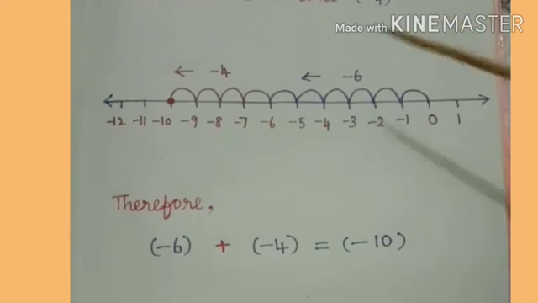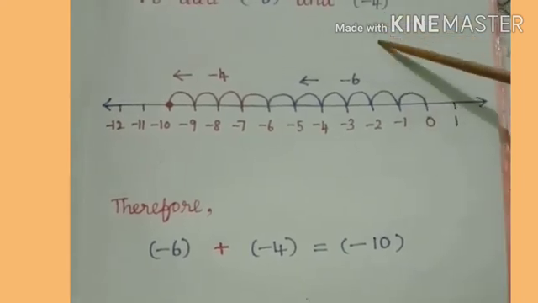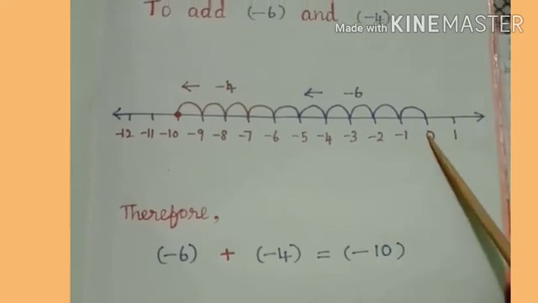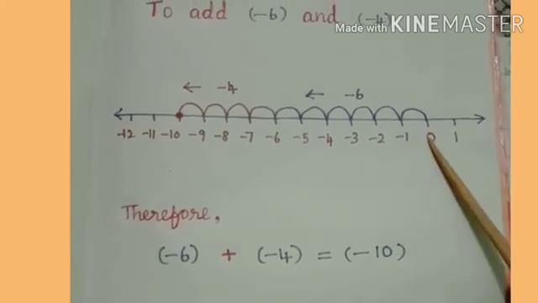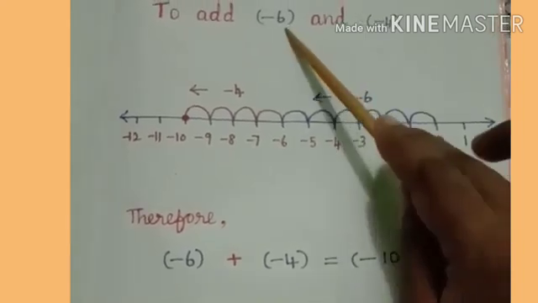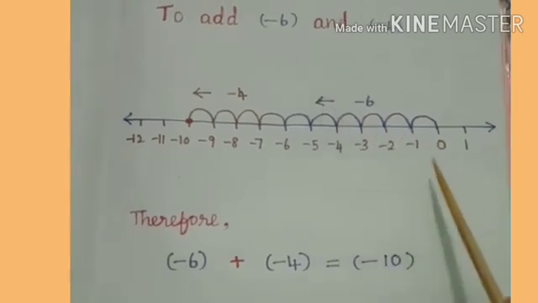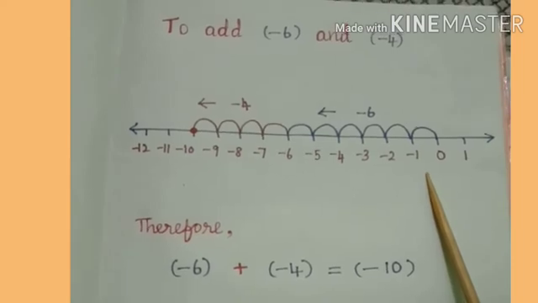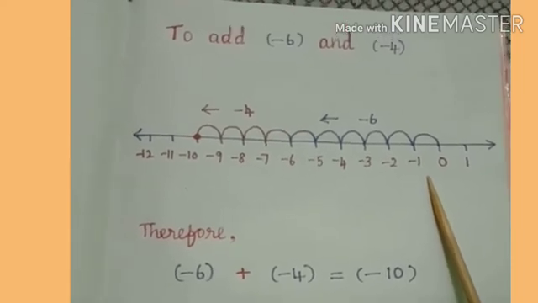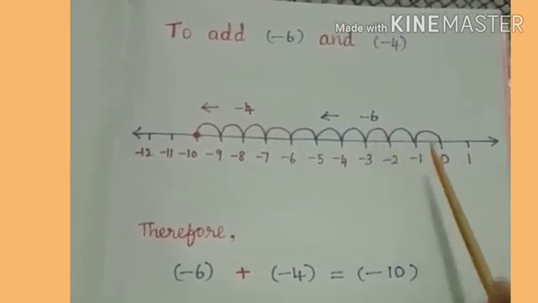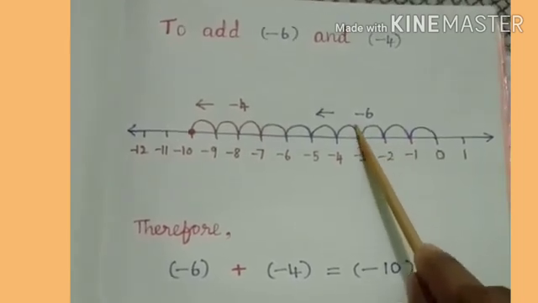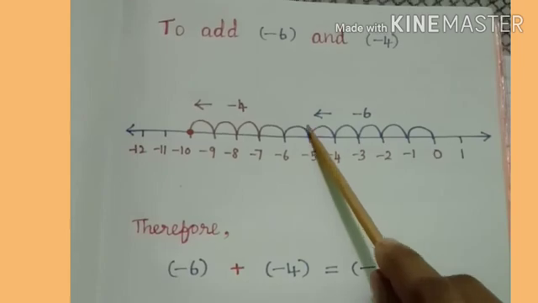Students, now let's see the addition of two negative integers. First, we start at 0, facing the positive direction. Here, the first operand is minus 6. So, we have to move 6 steps backward from 0 to represent minus 6. That is 1, 2, 3, 4, 5, 6.